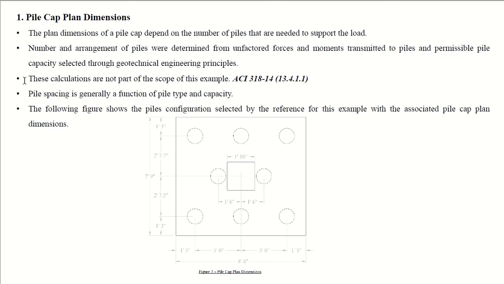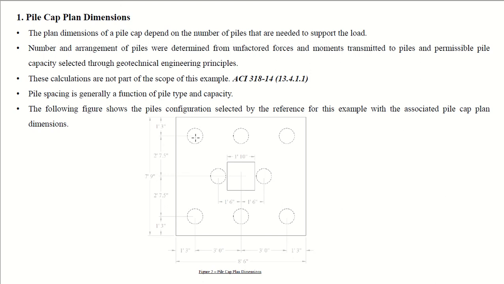See, as I told you, pile spacing is generally a function of pile type and capacity, whether it is a friction pile, it is an end bearing pile, or it is a combination of both. The following figure shows the piles configuration selected by the reference for this example with the associated pile cap plan dimensions. Okay, so you can see the dimensions of the pile cap. Let's first discuss it. This is a 7 feet 9 inch by 8 feet and 6 inches. Okay, so these are the dimensions of the pile cap.